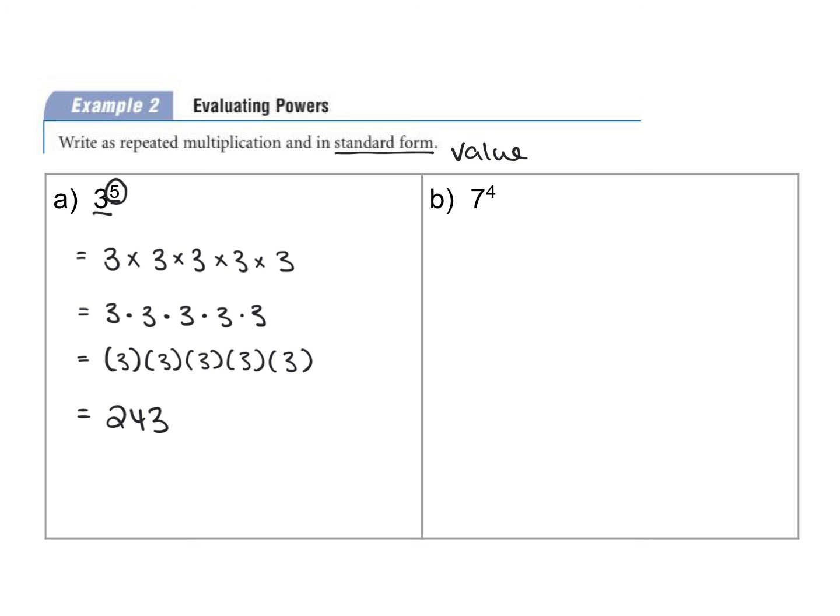Example B, we know that the base is 7, and it multiplies by itself 4 times. So we have 7 times 7 times 7 times 7, which gives us a standard form or value of 2,401.